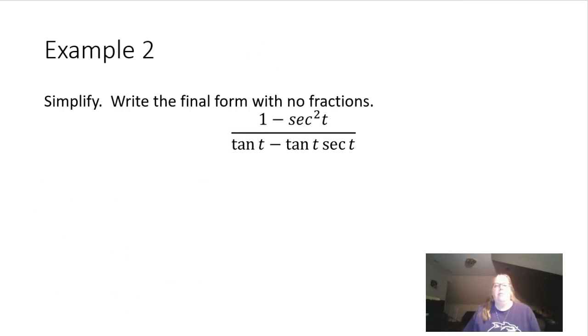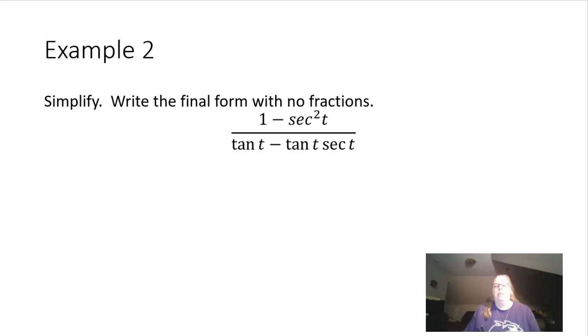Example 2. Simplify and write the final form with no fractions. 1 minus the secant squared of t divided by the tangent of t minus the tangent of t times the secant of t. Okay, once again we have a fraction and we're trying to simplify this expression so that it has no fractions in it. Now, one thing I notice about the numerator is that I have a secant squared and I have a 1, so I can use my Pythagorean identities here.